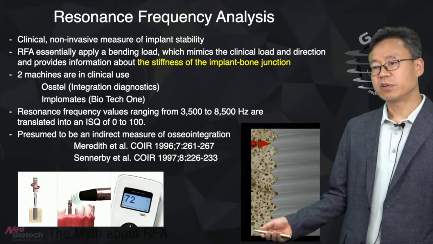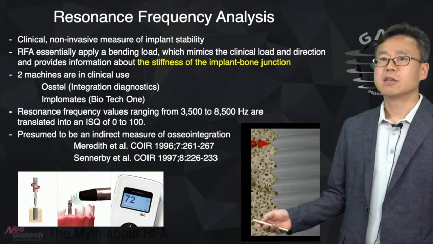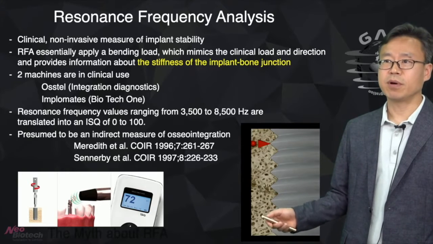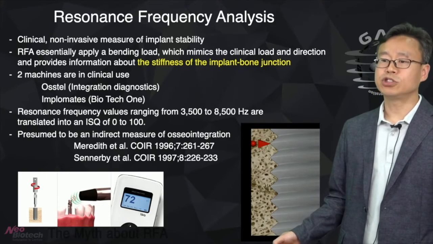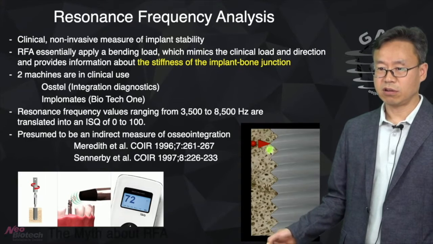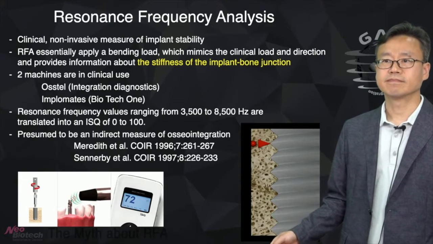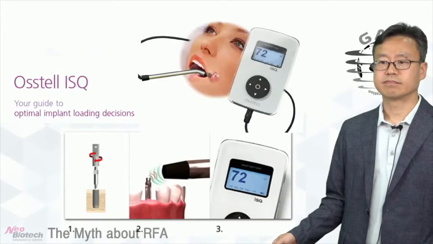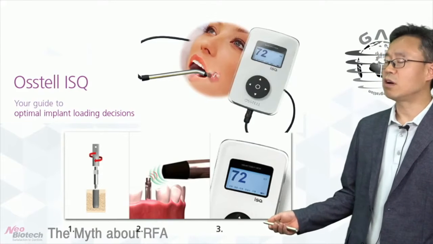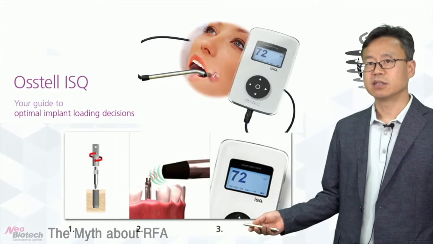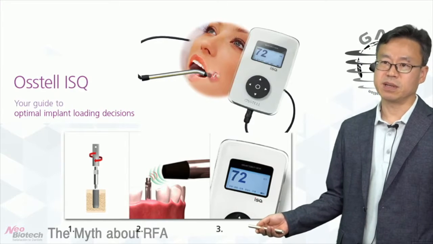RFA, the resonance frequency analysis, basically measures the stiffness of the implant bone junction right here using resonance. And everyone knows Osstell Mentor, which is the best selling instrument in terms of measuring implant stability in the world.